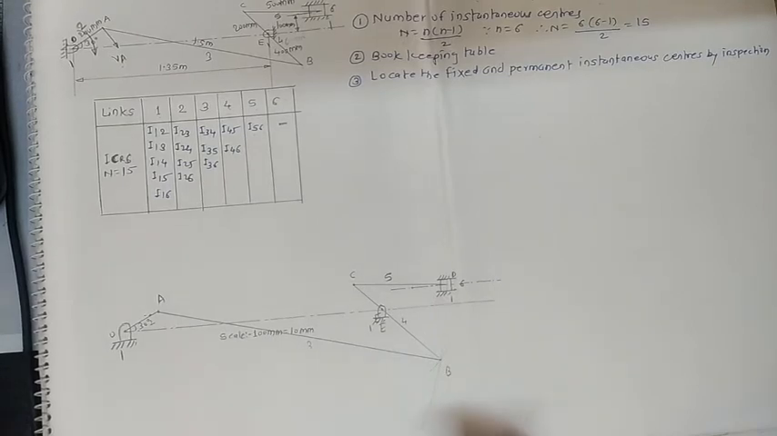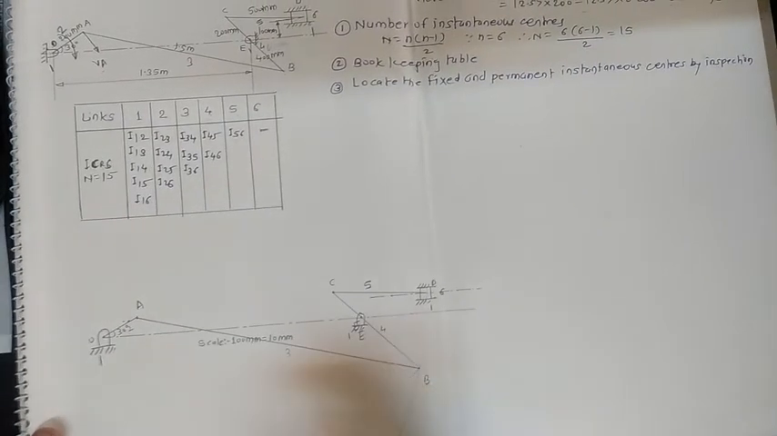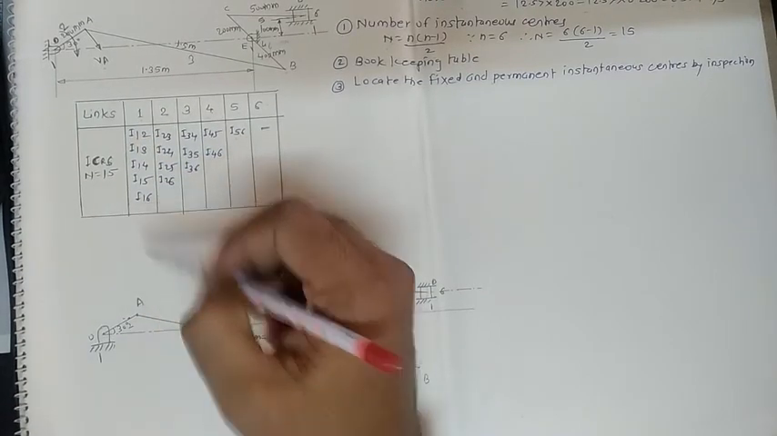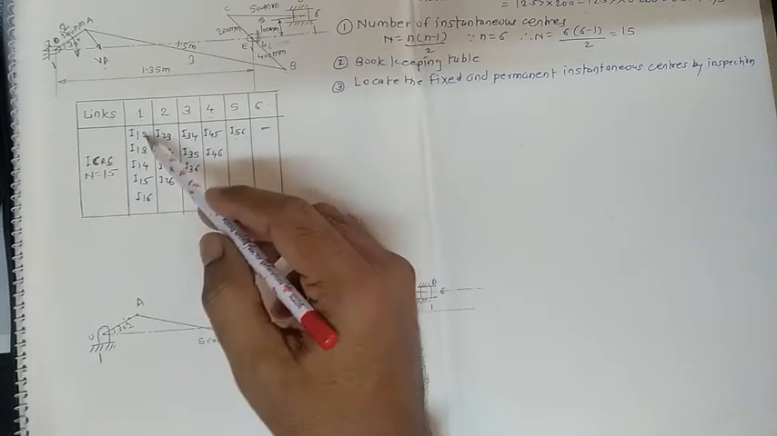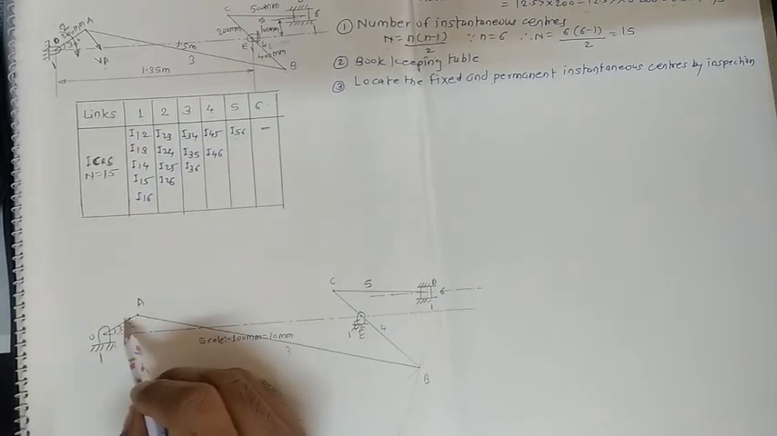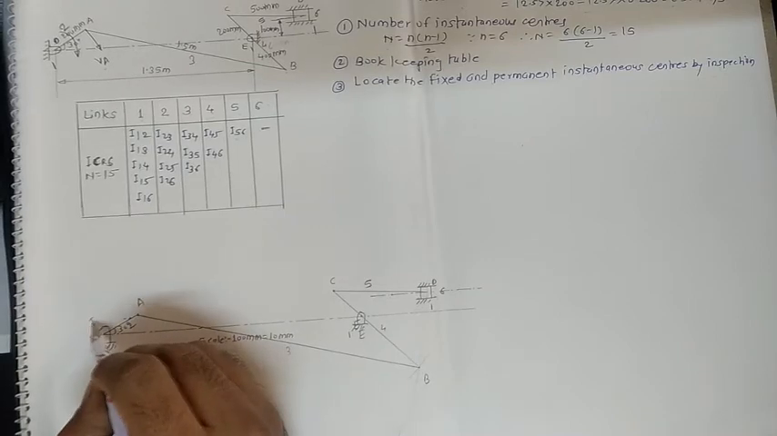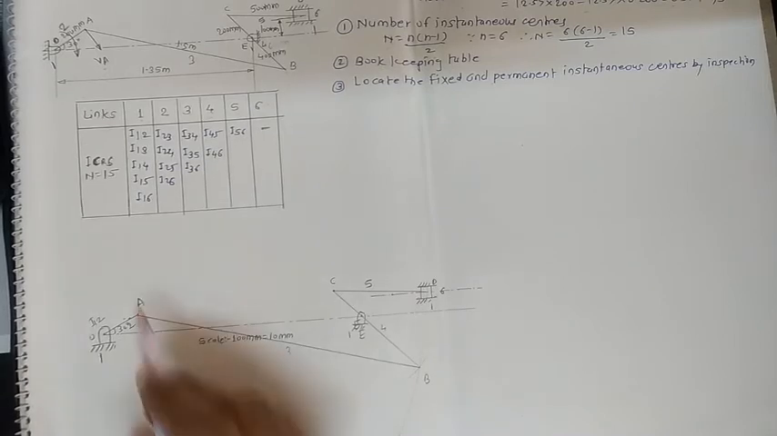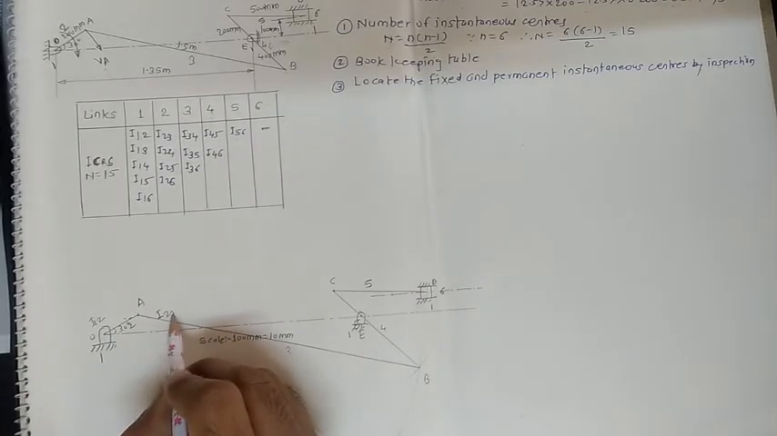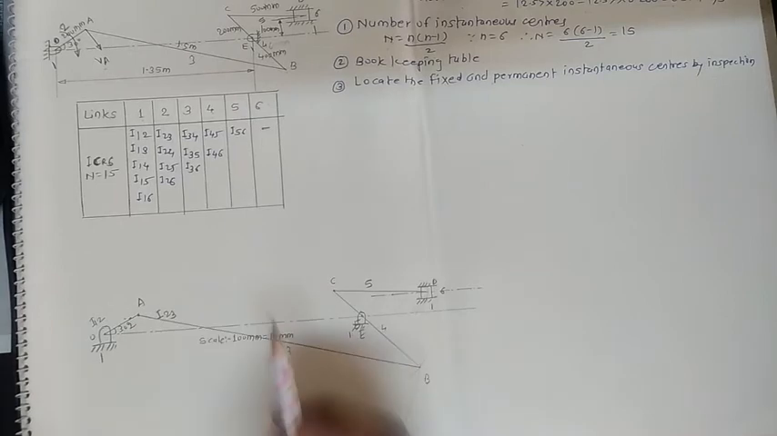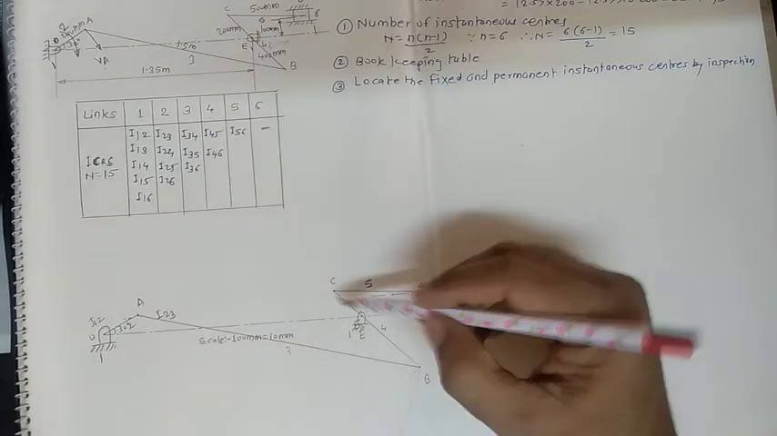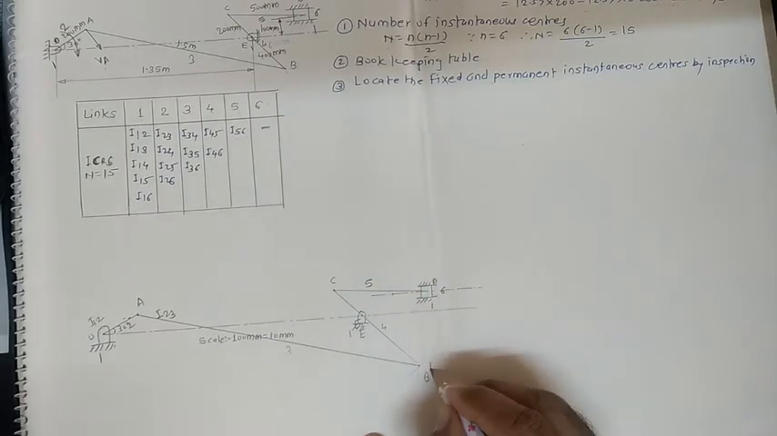Now just focus on this table once again. I want to find every name written here and try to find the same thing on this diagram. Number 1 is given for this one, number 2 is given for this link, so we will get I12 here. Next, number 2 is given for this one, number 3 for this link. So what about the instant center? Here we get I23. Number 3 is given for this link, and number 4 for this link, so we get I34 here.